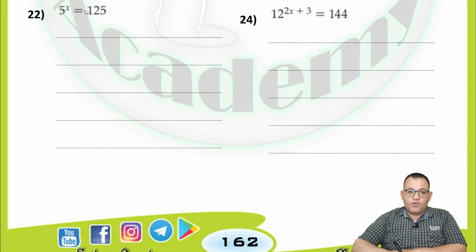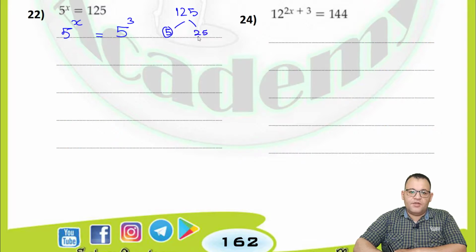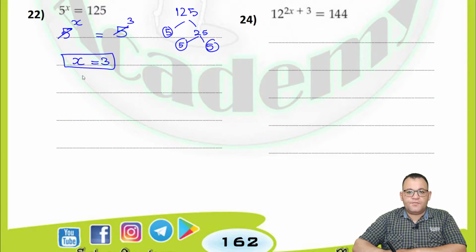5 to the power x equals 125. 5 to the power x without any change. We know that 125 equals 5 to the power 3. If you can't find it, an easy way is to use factorization or you can use a calculator. If you divide by 5, the answer will be 25. 25 divided by 5 equals 5. So we have 5 repeated 3 times, it means 5 to the power 3. For the base equal to the base, then the power equals the power. So x is equal to 3.